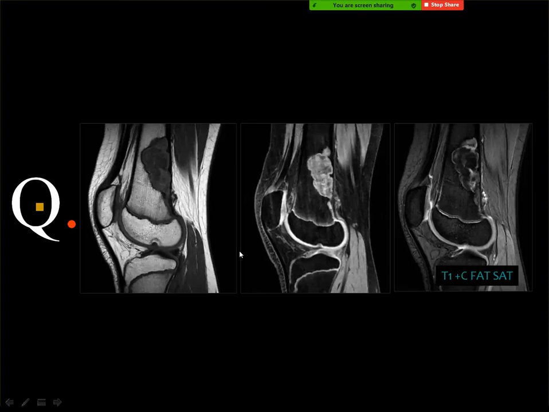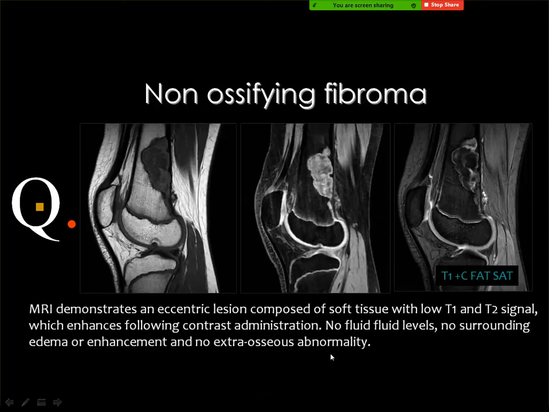And this is T1, T2 or STIR, and this is T1 fat sat post contrast showing this lesion. The lesion is cortical based and does not cause expansion of the bone, and the patient is young. Then we diagnose this as fibrous cortical bone defect or non-ossifying fibroma.